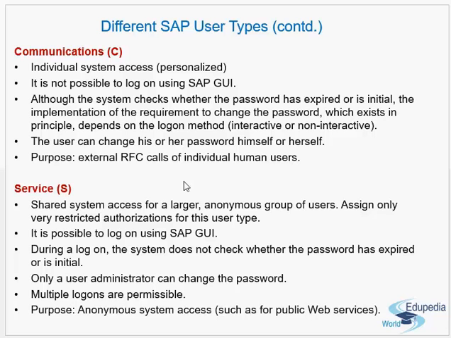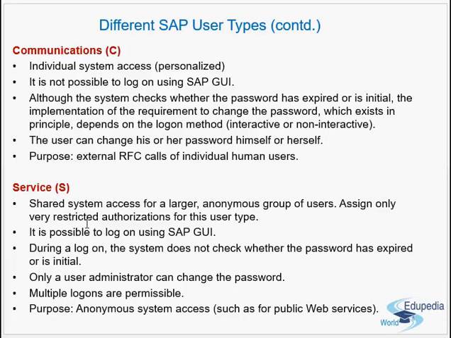So here the GUI logon is possible. During a logon, here also the password restrictions, whether it's initial or expired, are checked. However, here only the administrator can change the password, the user cannot change. And here multiple logons are permitted. And it gives anonymous system access, such as for public web services. So the service user is used by n number of users if they want to share a common user ID, and they can log on using SAP GUI. The initial password restrictions are not checked here, whether the password is expired or initial.